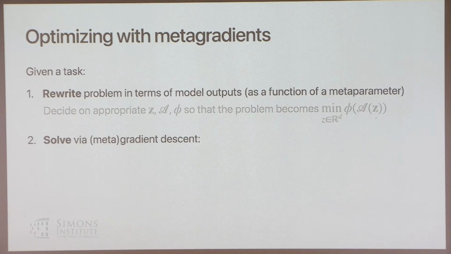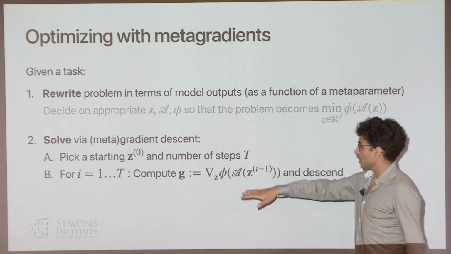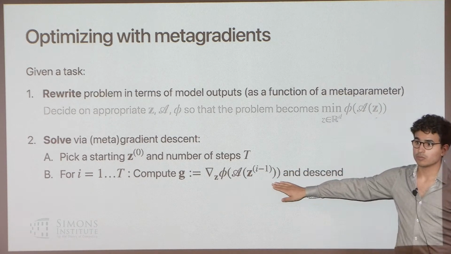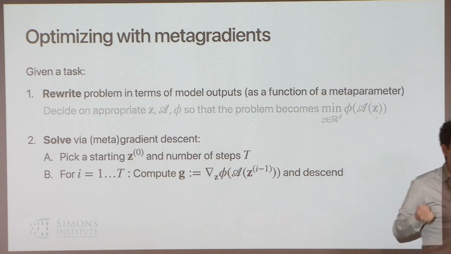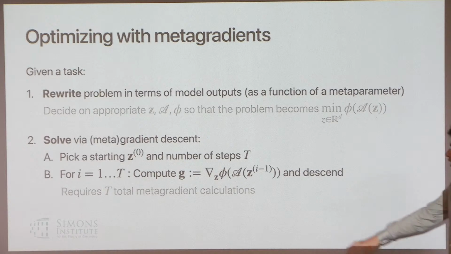Once we've done that, we're just going to solve with gradient descent because we have the gradient. So we're going to pick some starting metaparameter z0 and some number of steps. And then at each step, we're going to compute the metagradient, which is, again, the gradient of the final output with respect to this pre-training quantity. And we're just going to take a gradient descent step. We'll do this T times. So the total cost is going to be like 3 to 5 times T times the cost of training a model. And that's it. That's the whole recipe.